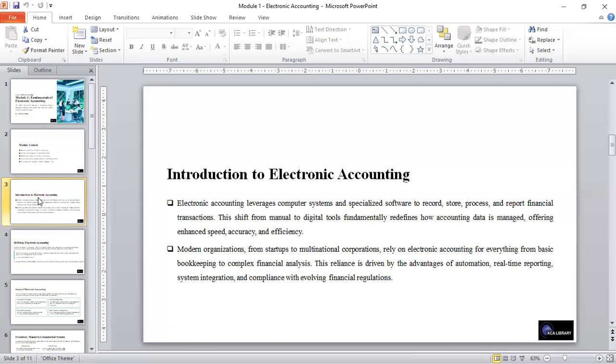And this reliance is driven by the advantages that are derived, such as the automation, the real-time reporting, system integration, and compliance with evolving financial regulations.